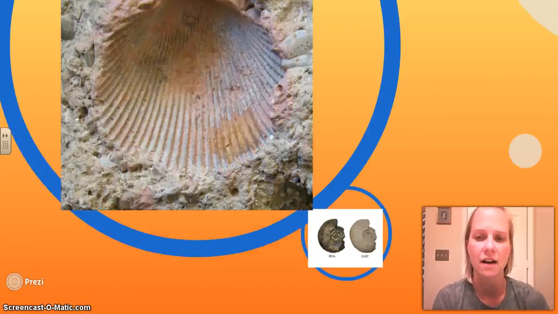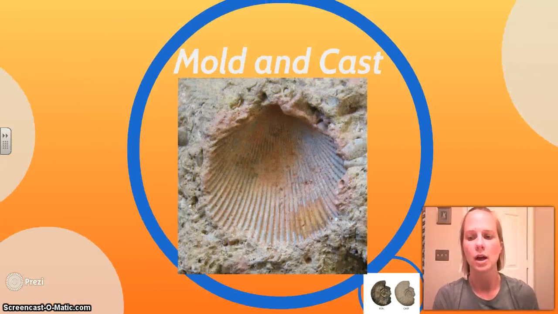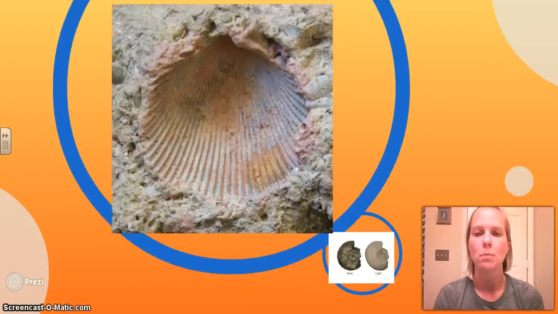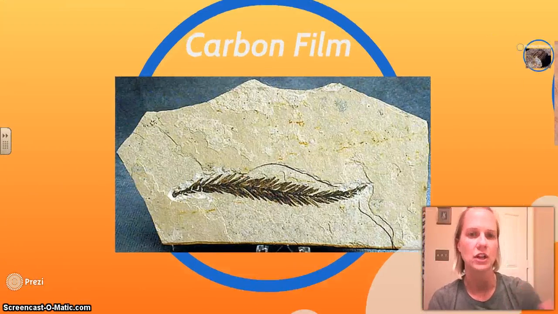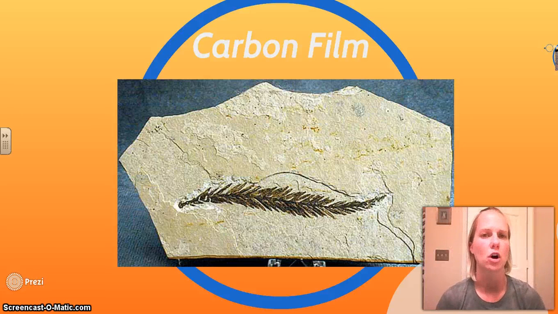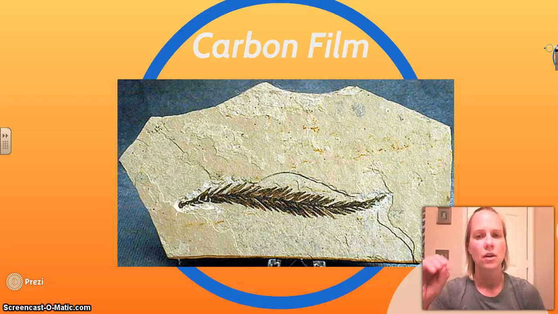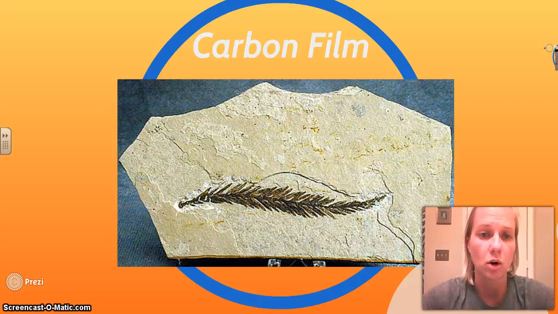Both are going to provide evidence of, and you can see the real thing in the cast to the right, where this guy is the mold. So it's not the actual thing itself, but it is the outline and the features of it. Another one is a carbon film. Everything living is made up of carbon, and so when we die, we leave our carbon behind, and so this is leaving carbon on a rock.